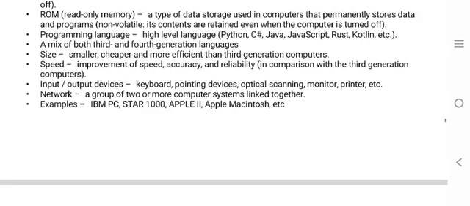The fourth generation computer uses input and output devices like keyboard, pointing device, optical scanning, monitor, printer, etc. And here the concept of network is also used. A network means a group of two or more computer systems that are linked together.